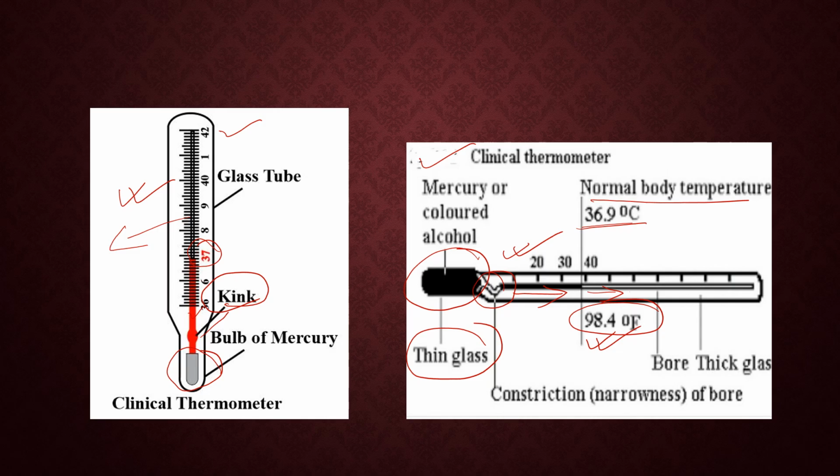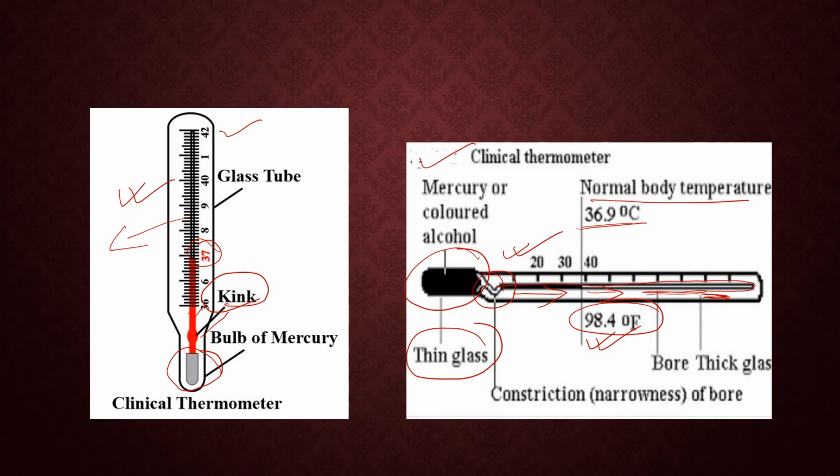Okay, so this glass is thick, and this is the bore, the uniform tube where you can see the mercury, how it is rising with the temperature. So it will give you the accurate temperature of the body. A clinical thermometer always records the absolute temperature of your body.